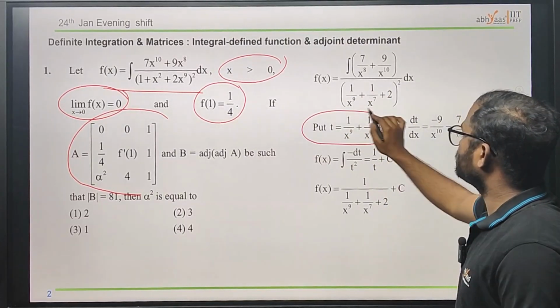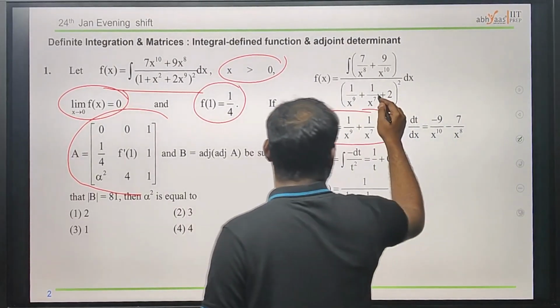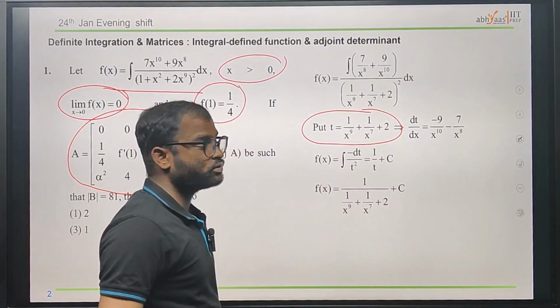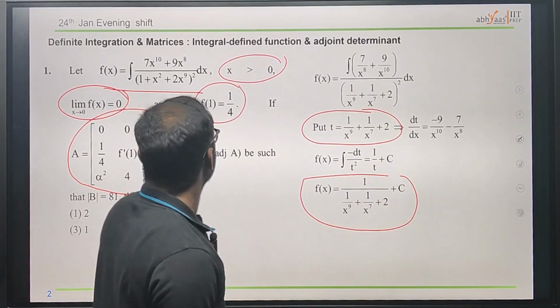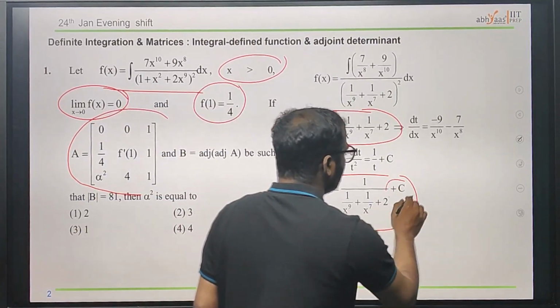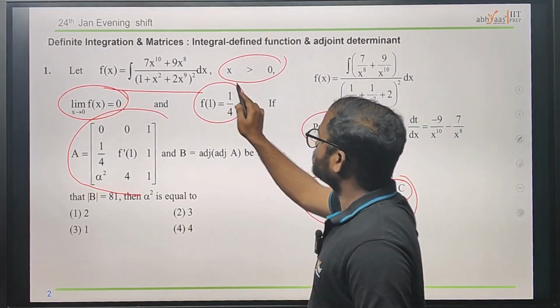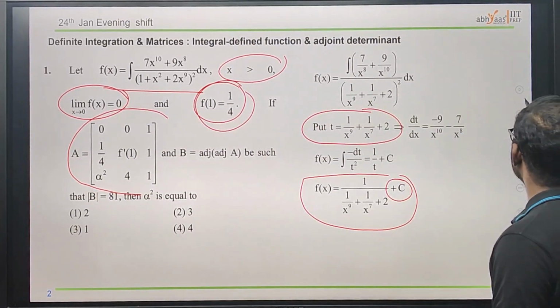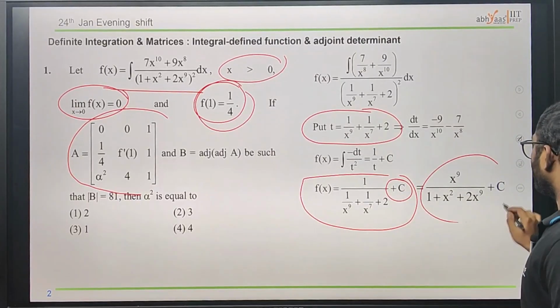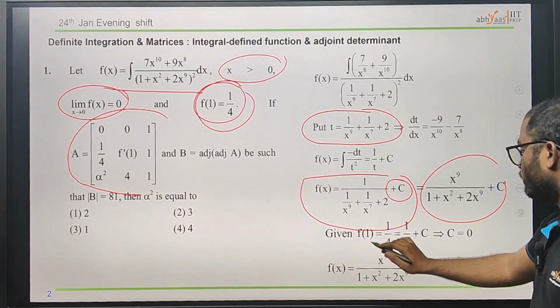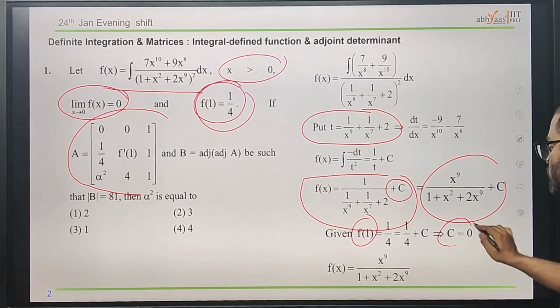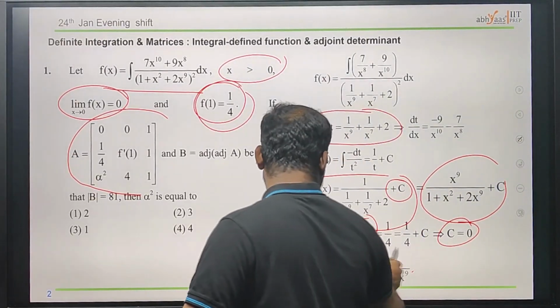First we need to put t equal to some expression, which is this one. After doing the substitution, you can proceed with the integration to find this. Now we got the constant c. We need to find this c by using f of 1. After putting f of 1, we will get c as 0. Therefore, now we got f of x.